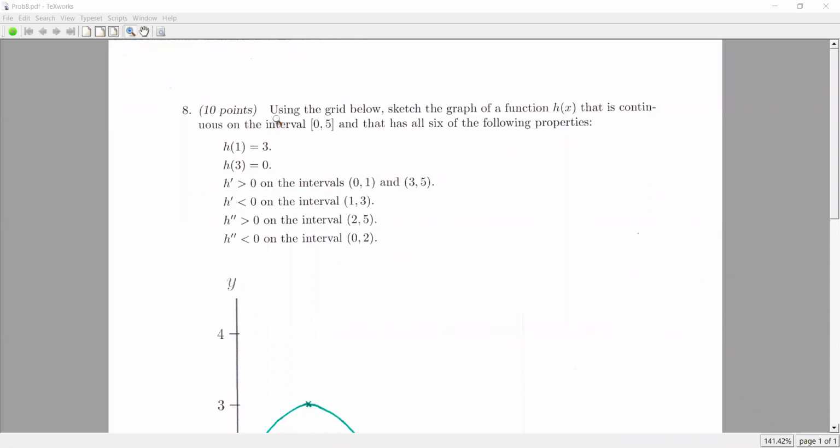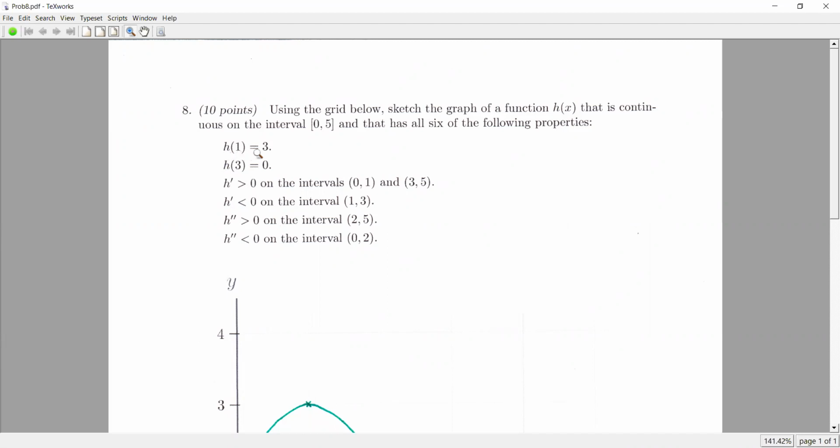Problem 8. Using the grid below, sketch the graph of a function h that is continuous on the interval 0 to 5, and that has all these properties. To solve the problem, I suggest that first, mark down all the properties on the grid below, then sketch the graph of the function. Now, mark down all these properties on the grid below.